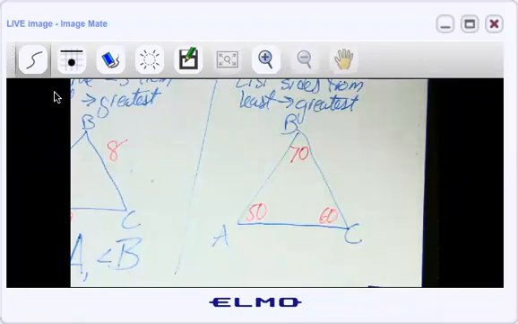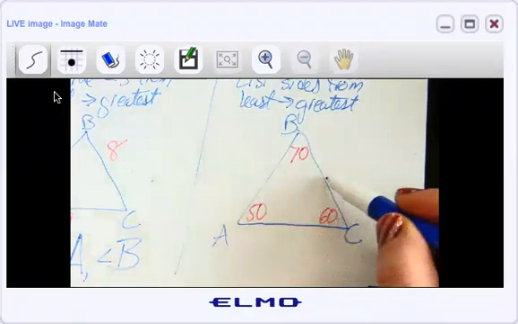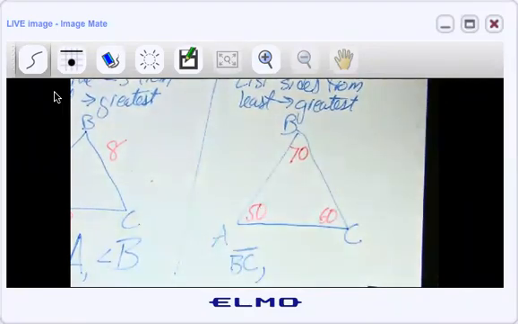What would be my smallest side? BC. Yes, because it's across from my smallest angle. Perfect. 50 is smallest. BC has got to be the smallest side. Okay, what comes next? Olivia.